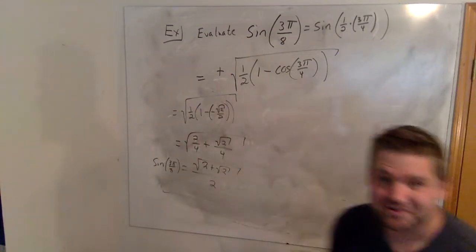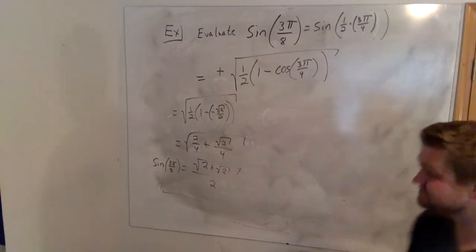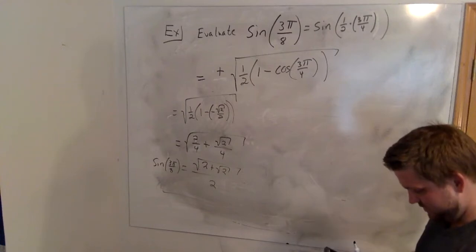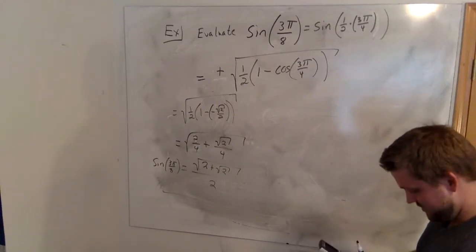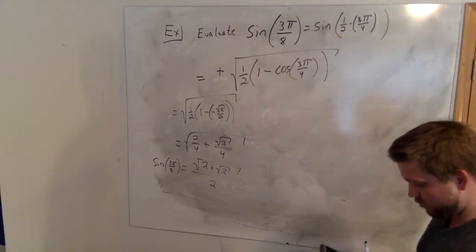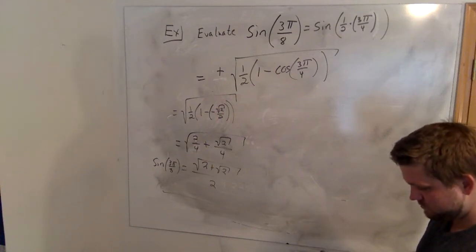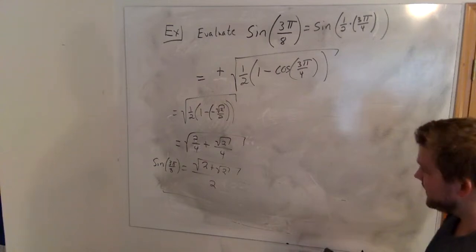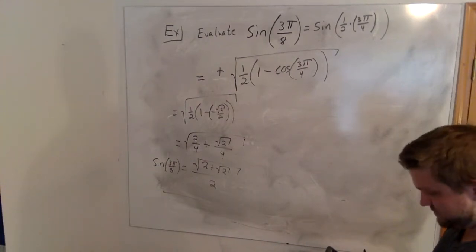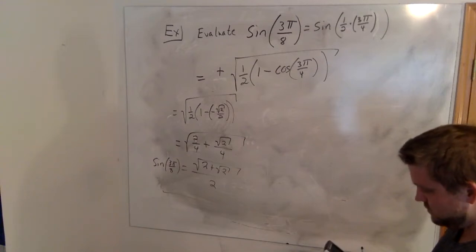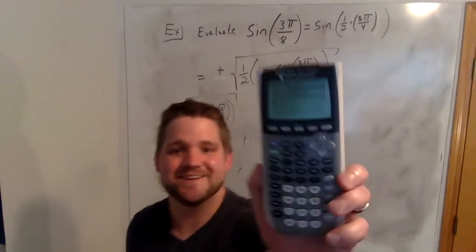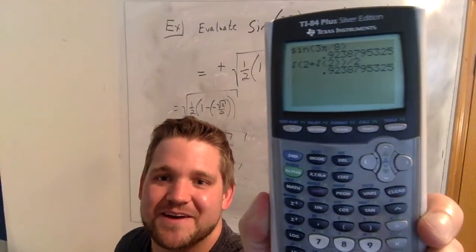Let's use our calculator to check our answer. Let's find the sine of 3 pi over 8. We'd better make sure that we're in radian mode. Now let's calculate the square root of 2 plus the square root of 2, all divided by 2. And what do you know? Same answer. How fun.